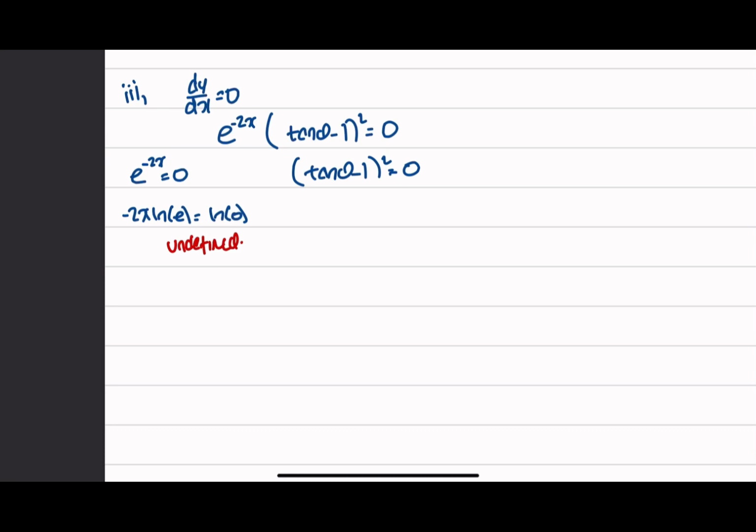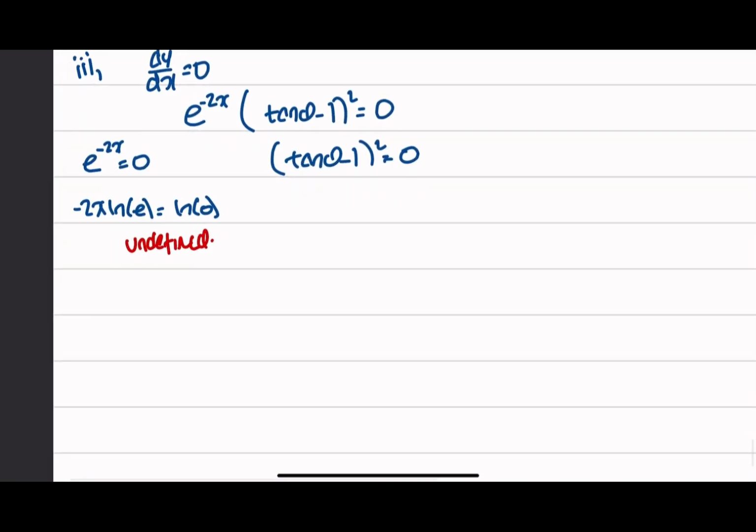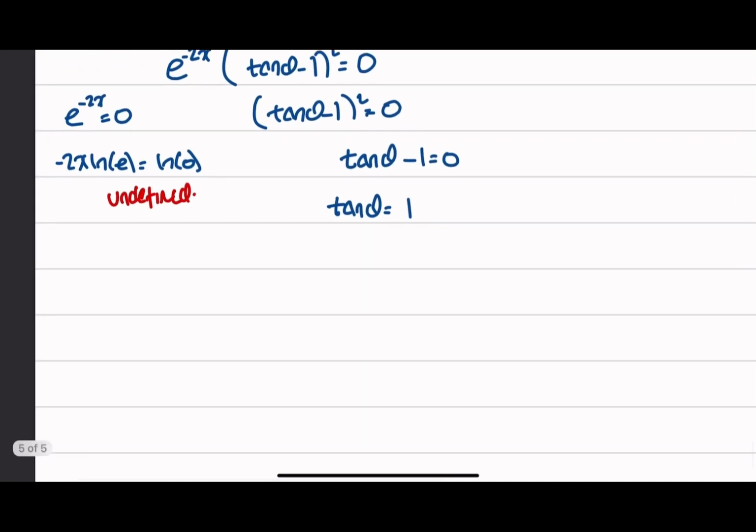The second one should give us an answer. So we can square root both sides. So we're left with tan x minus 1 equals 0. Tan x equals 1. X equals tan inverse of 1, and x will give us pi over 4 radians, which is our answer.